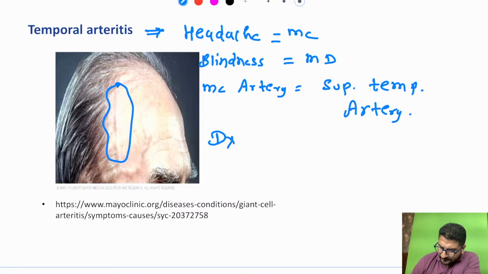And how do we make a diagnosis? आपको artery की biopsy करेंगे. Now see, inflammation यहाँ पर segmental होती है, skipping होती है. So we need to do an artery biopsy, like a long sample biopsy. तो आपको what you have to do? We have to do a long segment biopsy.